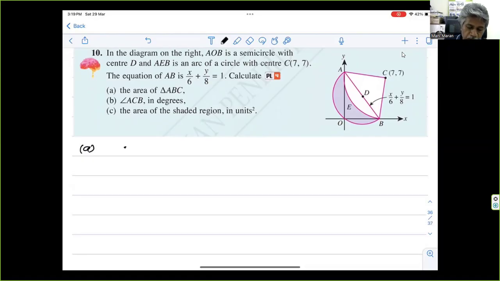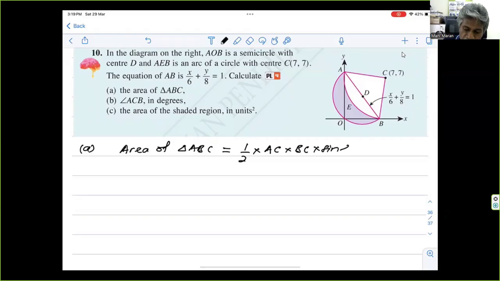Okay. So area of triangle ABC is equal to half AB sine C. So what is A here? A will be AC times by BC times by sine of angle ACB. Okay. So in order to find AC, we're going to use the coordinate of the point A and C. So we need to find what is the coordinate of point A. So we are going to use this equation.